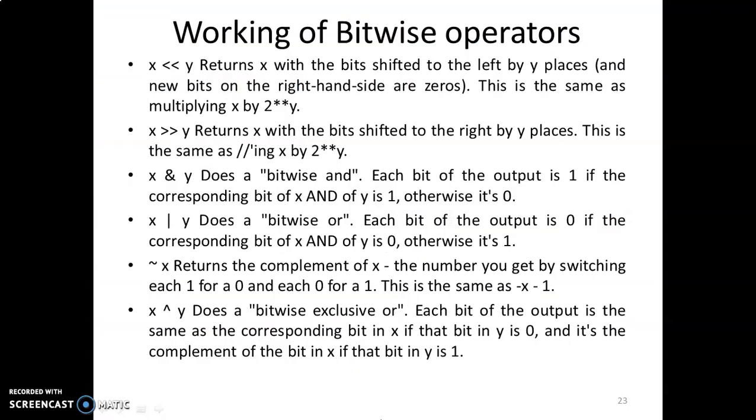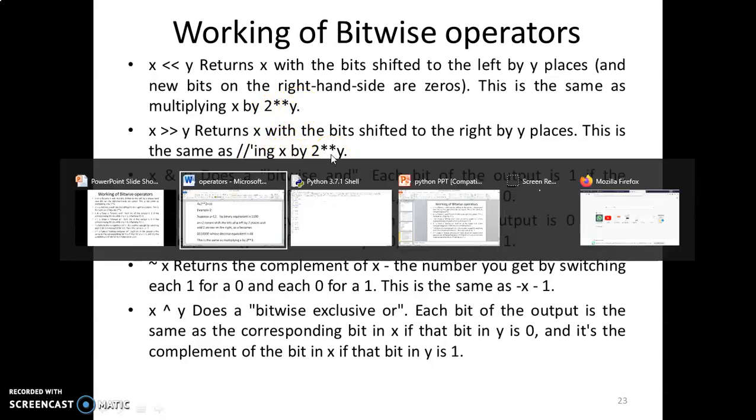Okay, let's now move to the right shift. So right shift is just the opposite of left shift. Here the bits are shifted to the right by y places and zeros are added on the left hand side. Just the reverse of this. And this is the same as dividing x by 2 raised to power y. Here in left shift it was multiplying x by 2 raised to power y. Here it is dividing x by 2 raised to power y.